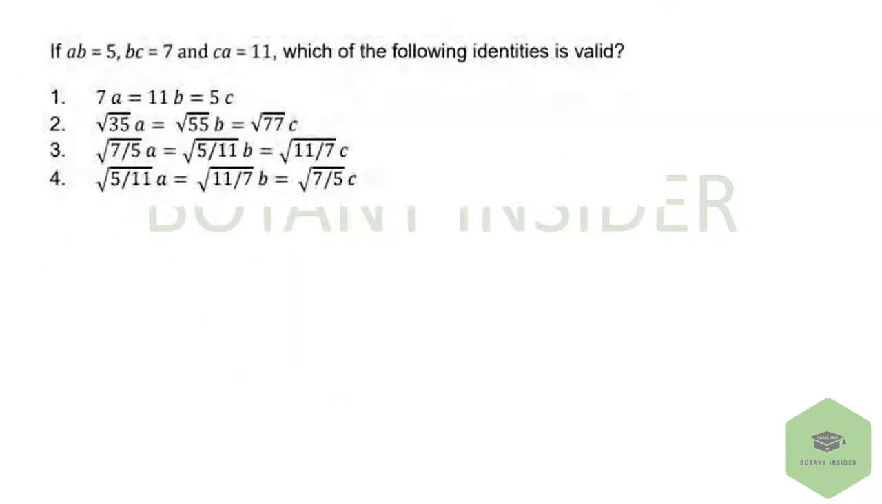Okay, one more question for you all. This is from your December 2023 paper only. If AB is given to you as 5, BC is given to you as 7 and CA is given to you as 11, you need to find out which of the following identities is valid. Try the question, everyone.